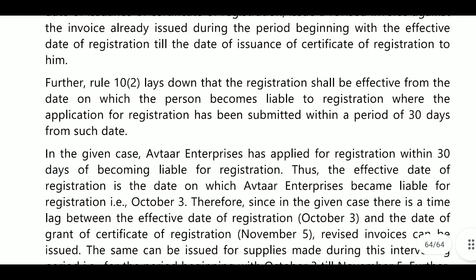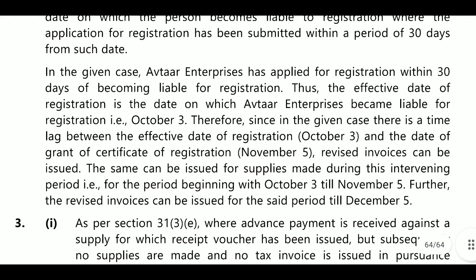Next, further, rule 10(2) lays down that registration shall be effective from the date on which the person becomes liable to registration, where the application for registration has been submitted within a period of 30 days. If he has submitted within 30 days from such date, the registration shall be effective from the date he became liable for registration. If he has not applied within 30 days, then the effective date of registration will be the date when the registration certificate was granted.